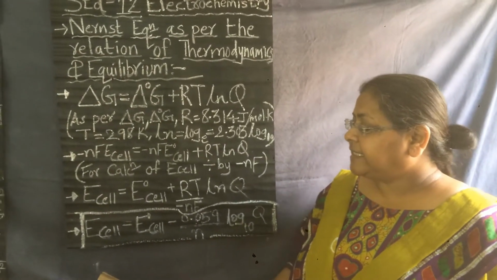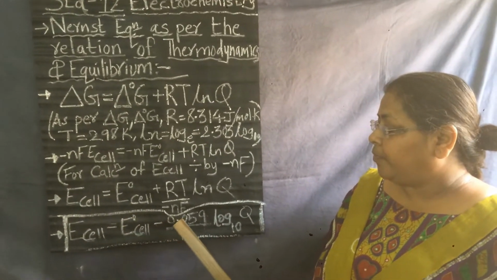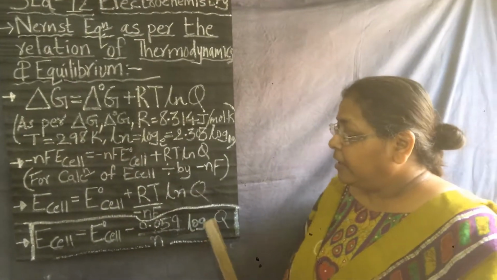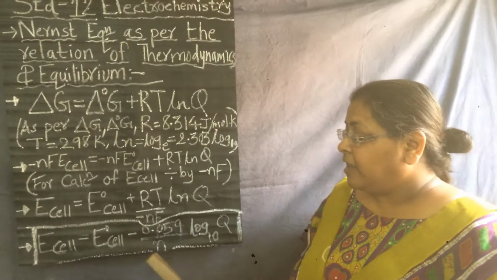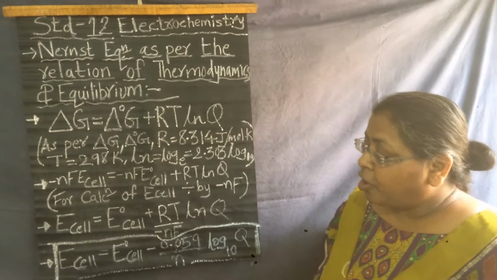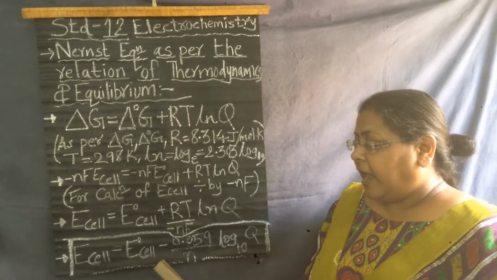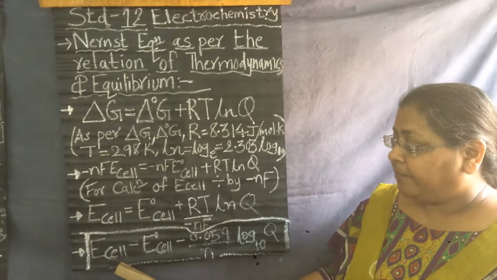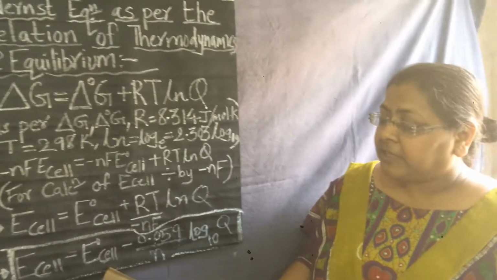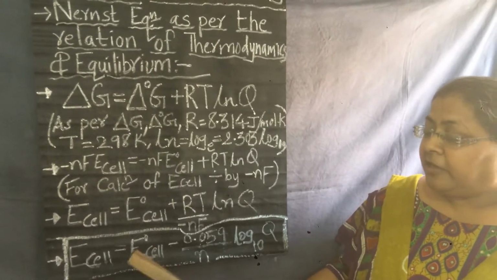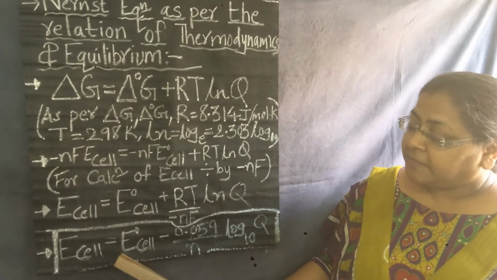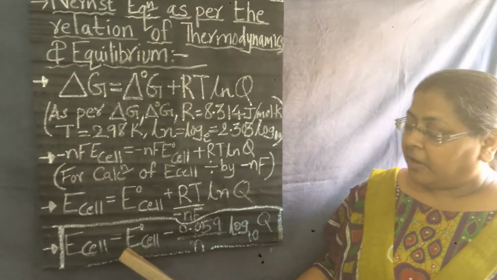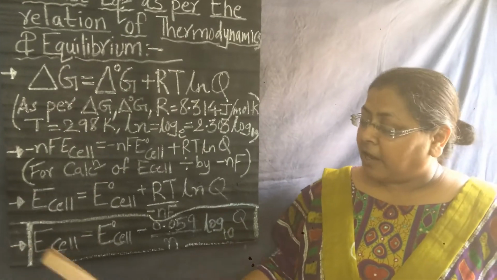Thus, E cell equals E degree cell minus 0.059 upon n log Q to the base 10 is developed as the Nernst equation for the non-standard condition, to calculate the non-standard cell potential E cell. On the basis of this Nernst equation, the other Nernst equations for the half cell, full cell as well as concentration cell are developed, which we will see now.